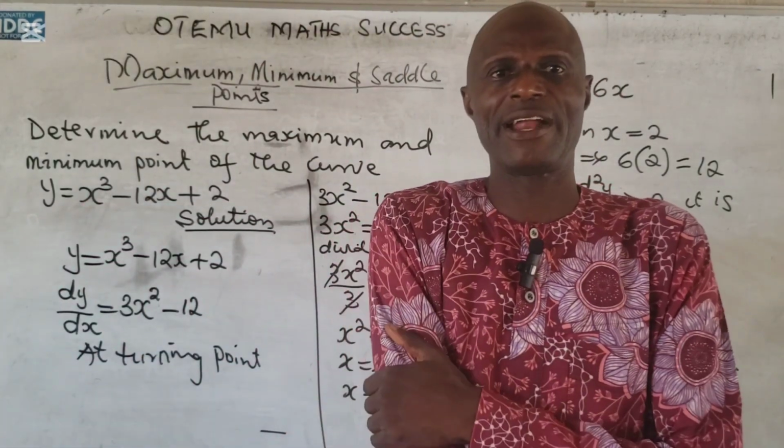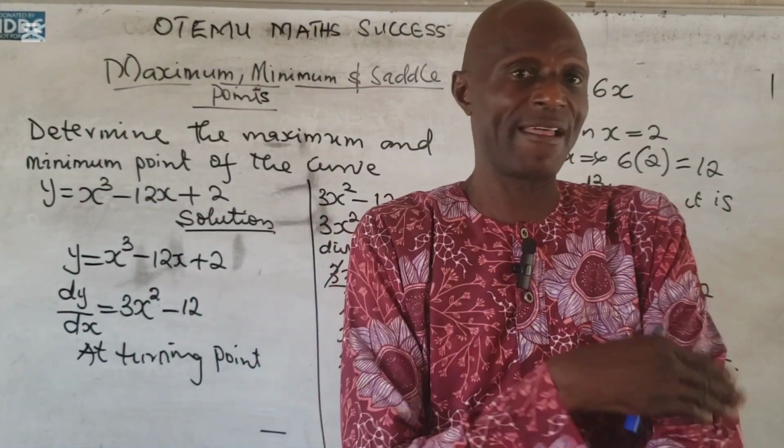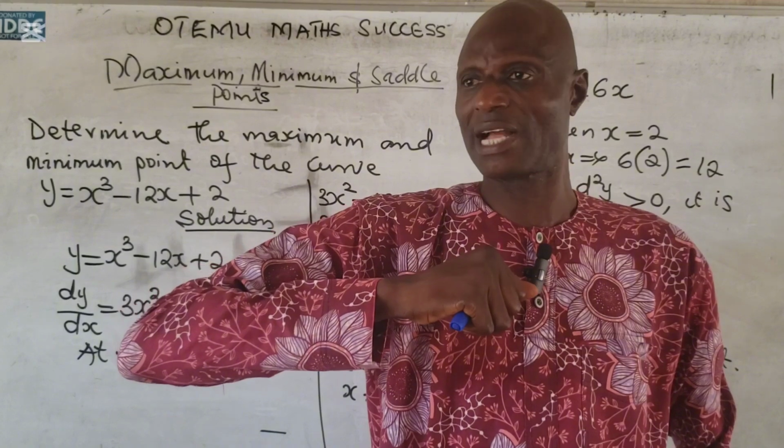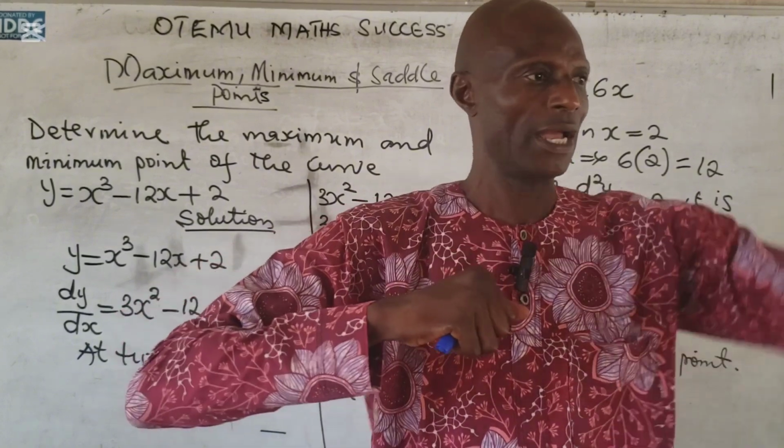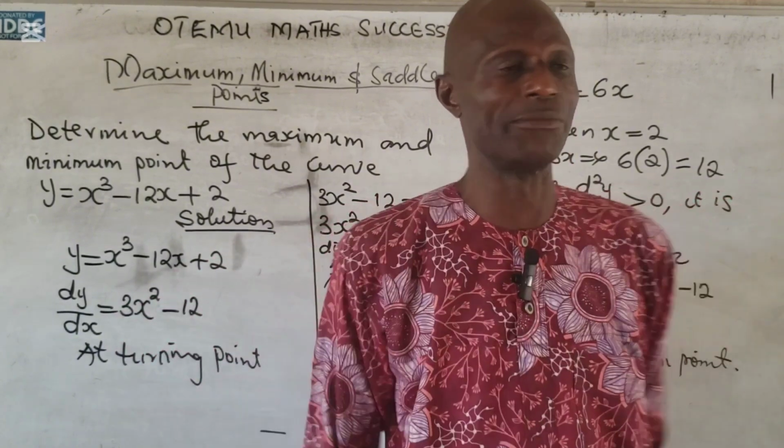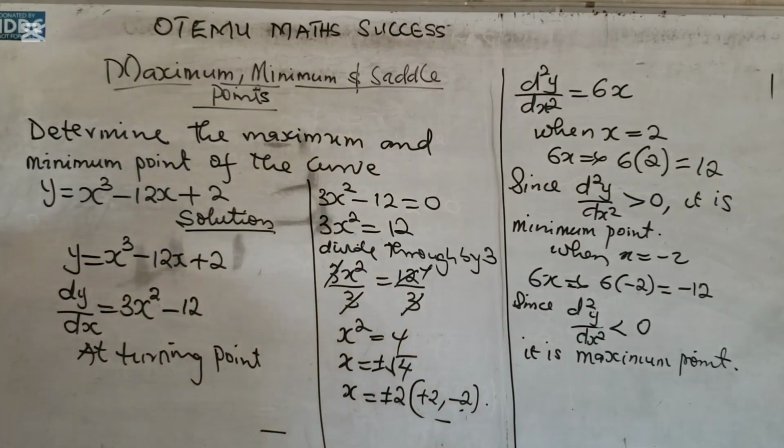So when you look at it, let me tell you about the maximum point. This is my right hand, this is my left hand. If it is greater than 0, this is minimum. If it is less than 0, this is maximum. So that is how we can determine the maximum and the minimum point of a curve. God bless you.